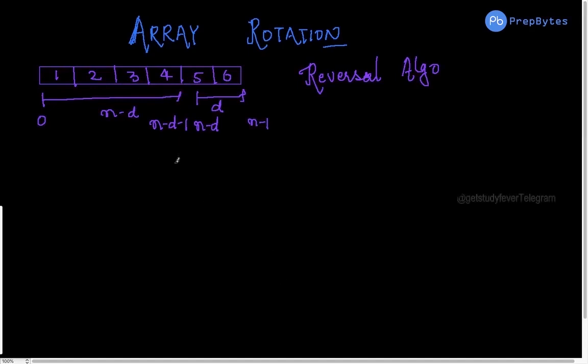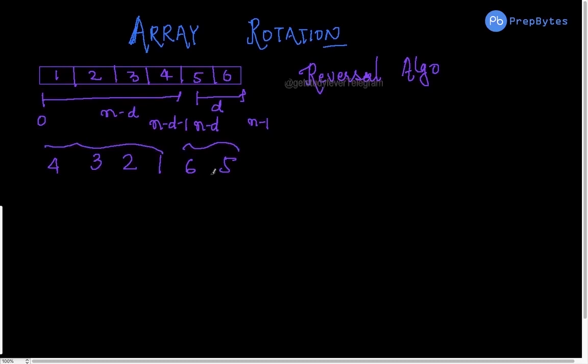Okay, so now let's say I have these two parts of the array. What I will do is reverse both the parts individually. Make sure I'm saying reverse. So I'll reverse this part and this part individually. When I reverse this part, we get something like 4, 3, 2 and 1, and when I reverse this particular part, we get 6 and 5. So now this was n minus d and this was d.